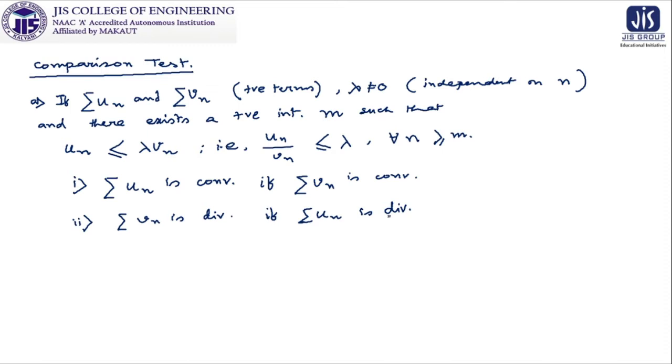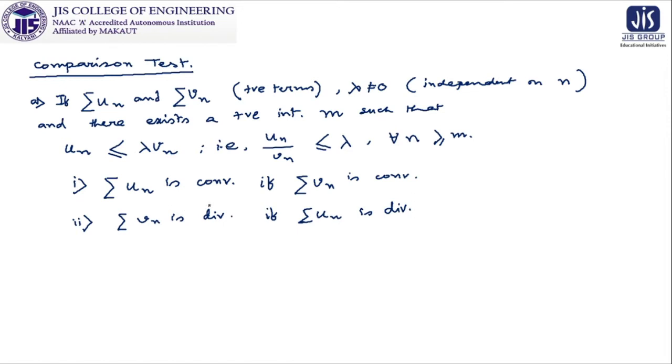The thing is that first of all we have to check whether this predetermined criteria is maintained by un and vn or not. If so, then obviously we can compare them, and the comparison is stated in this form: if the bigger one is convergent, then the smaller one will also be convergent. But vice versa, if the smaller one is divergent, then the bigger one will be divergent. You can keep this in a lucid form in your mind like that.